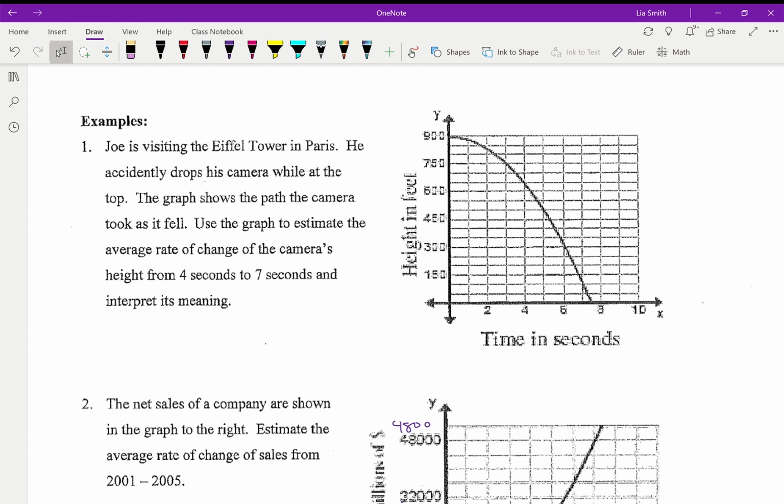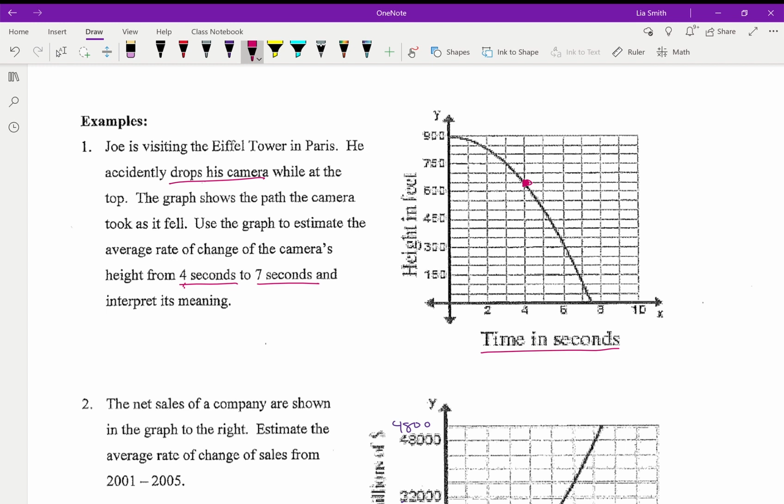So Joe is visiting the Eiffel Tower in Paris. He accidentally drops his camera. So that makes sense why the graph is going down, because he dropped something. Use the graph to estimate the average rate of change for the camera's height at 4 seconds to 7 seconds. So notice that your x-axis is in seconds. So the first one I'm looking for is at 4 seconds. So I have to go up here and it says estimate. It's not perfect, but we have to know what that coordinate point is.